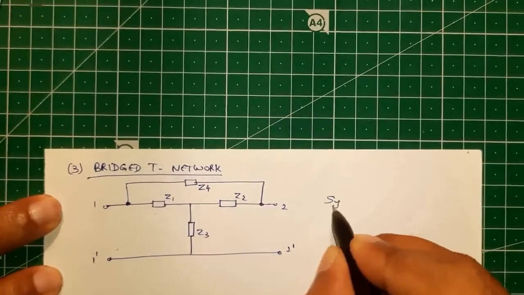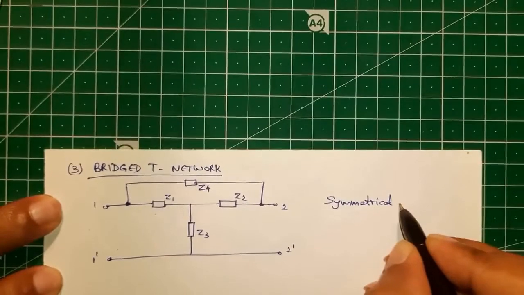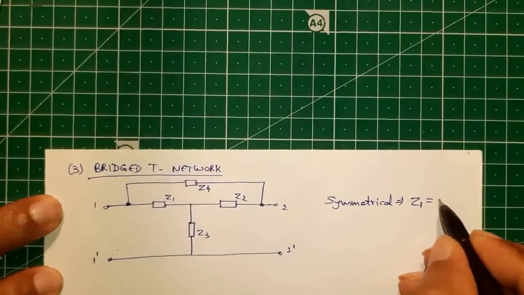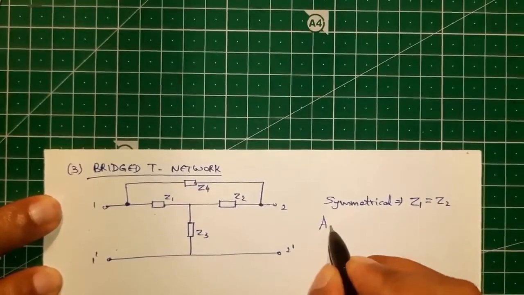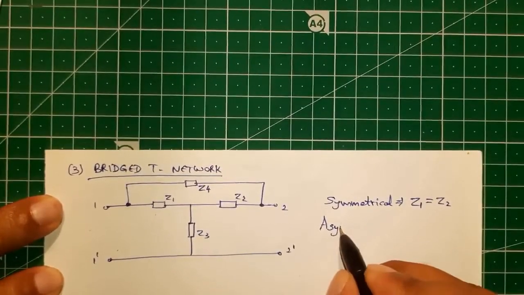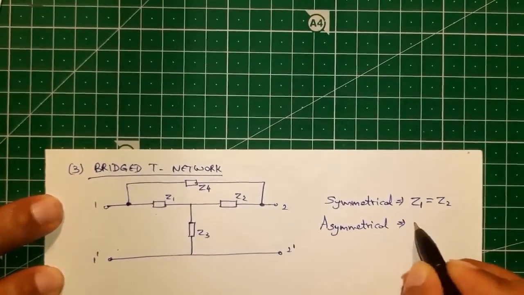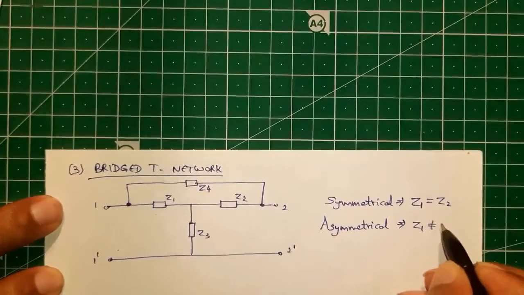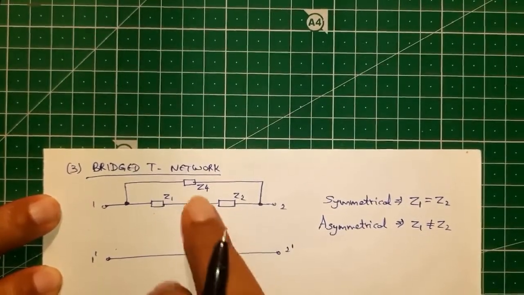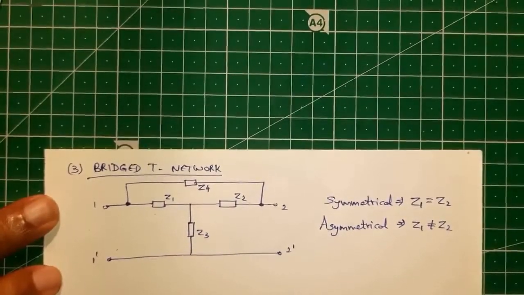So the condition for symmetry is the same as that for a T network. That is, the series arm impedances should be equal. This network will be asymmetrical when the series arm impedances are not equal, that is Z1 not equal to Z2. Z3 and Z4 have no role in determining the symmetry of this network.